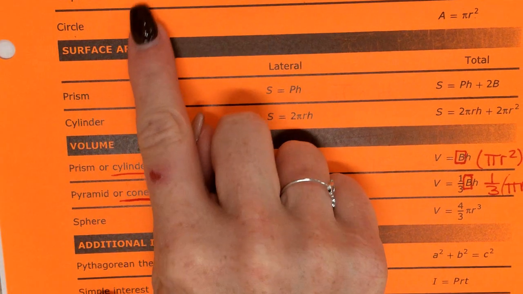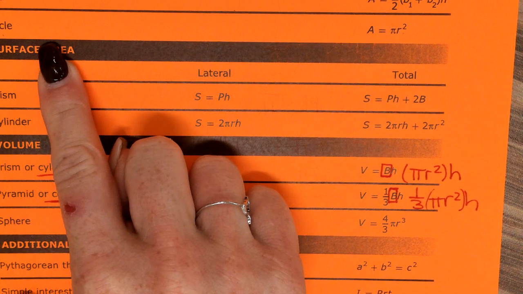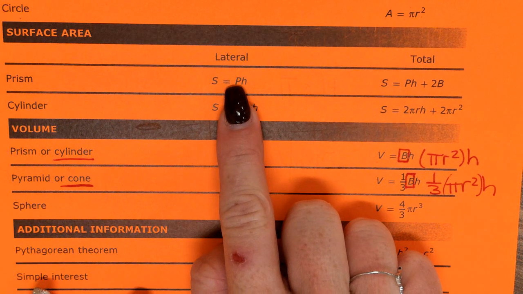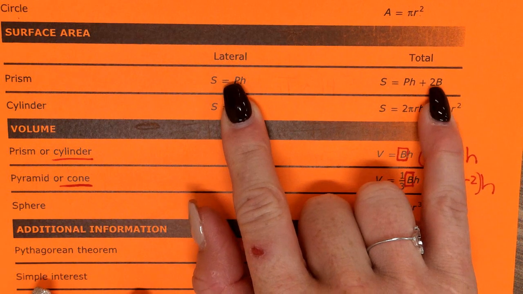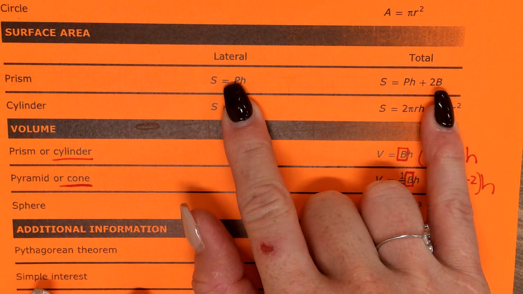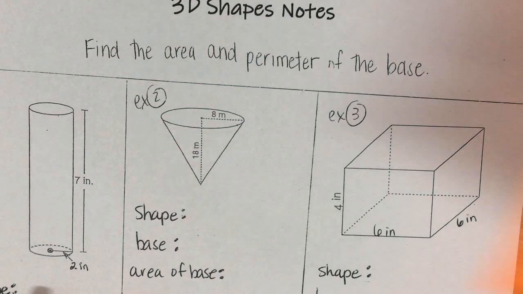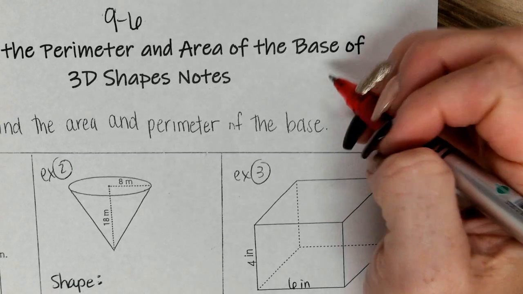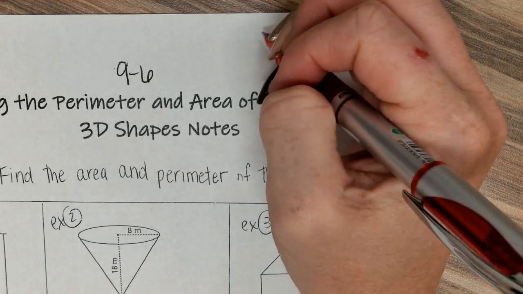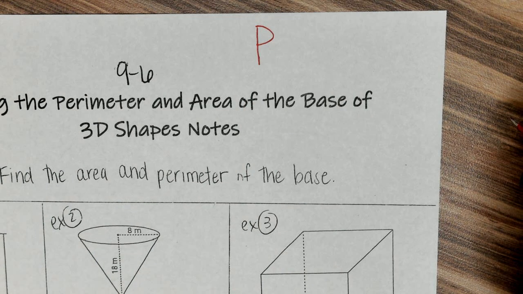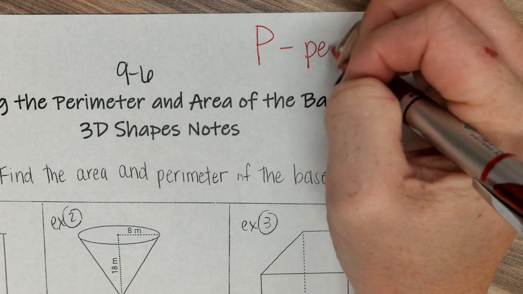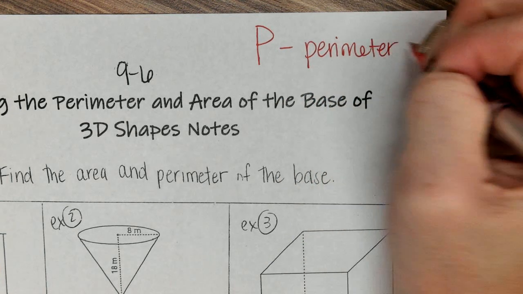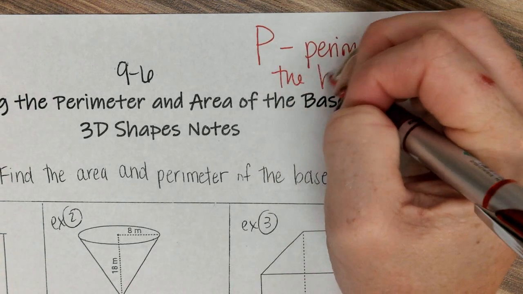On your star chart, under surface area, do you see there's a capital P and a capital B in the formulas? Do y'all see that? What you need to know is what those mean. So up at the top of your notes, I want you to put capital P means perimeter of the base.